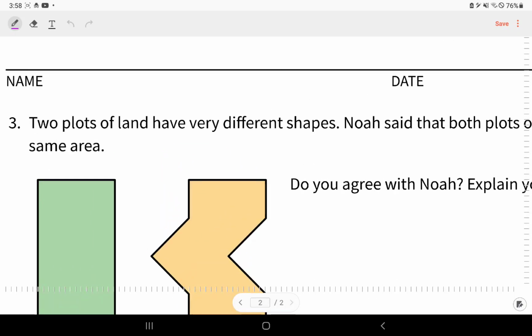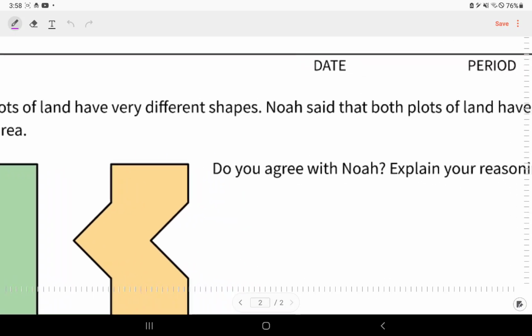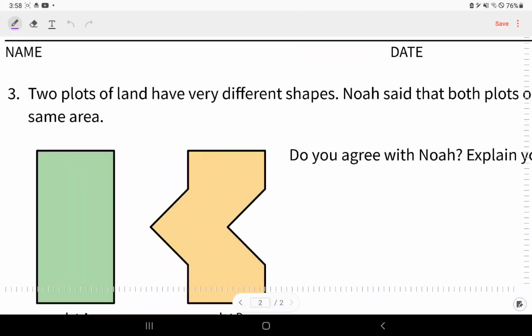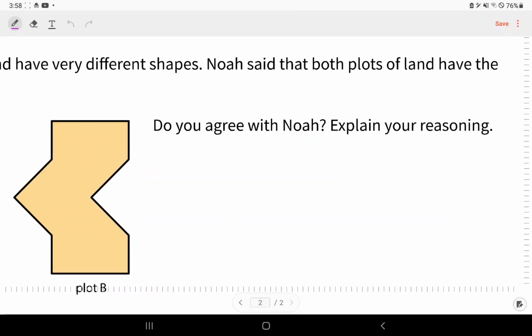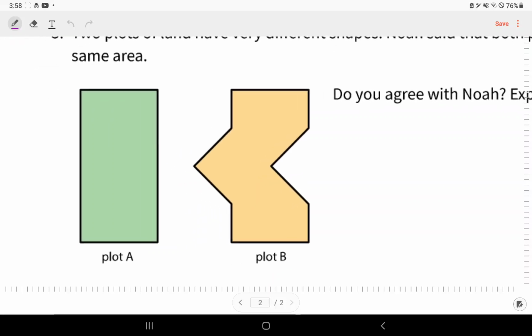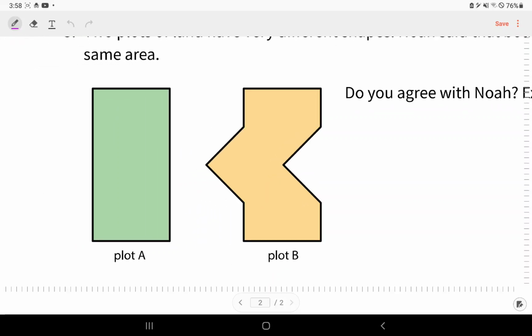2 plots of land have very different shapes. Noah said that both plots of land have the same area. Do you agree? Explain. So, now, this is a rectangle, this isn't, and the one on the right, B, is not.